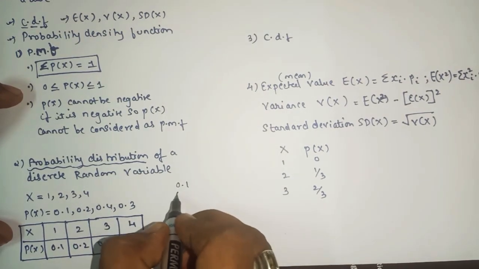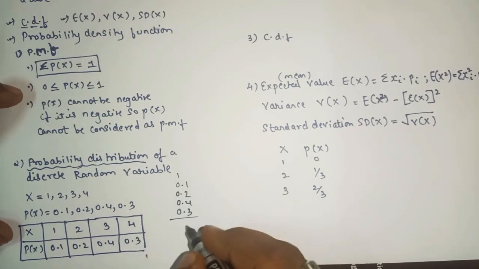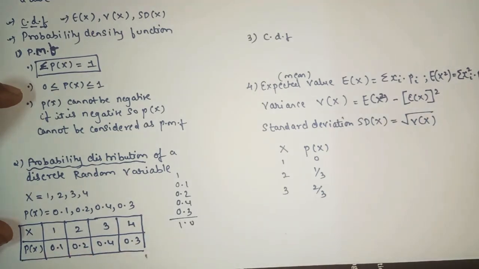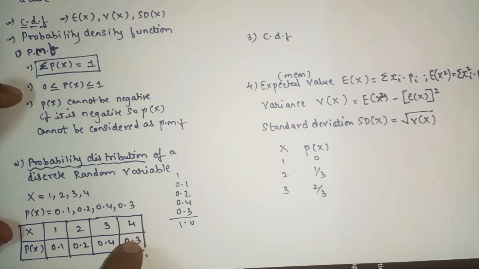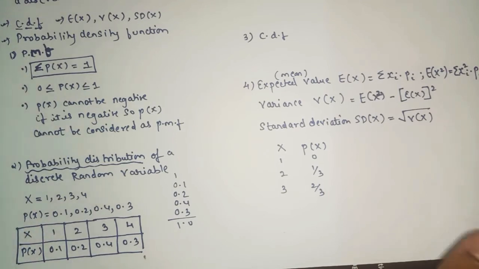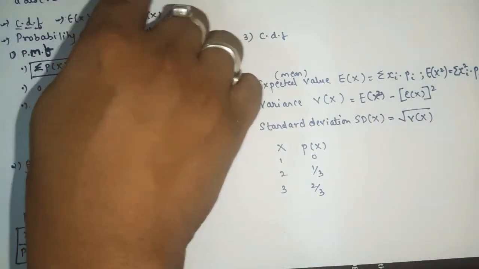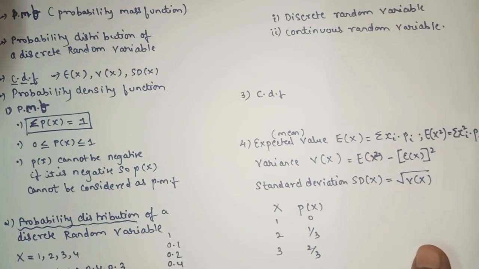So when you add 0.1, 0.2, 0.4 and 0.3, clearly we can see that here we are getting 1.0. 1.0 means 1. Yes, we can consider this table as a PMF. Understood? So simply you will have this box and you have to check whether a given probability distribution, that means the values of P of x, is PMF or not. So what do you mean by PMF? It is probability mass function.